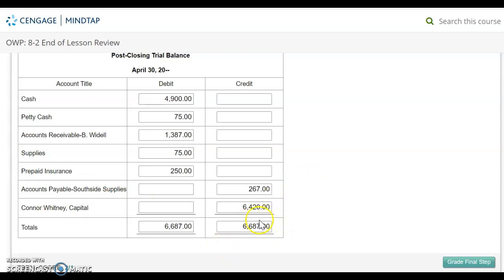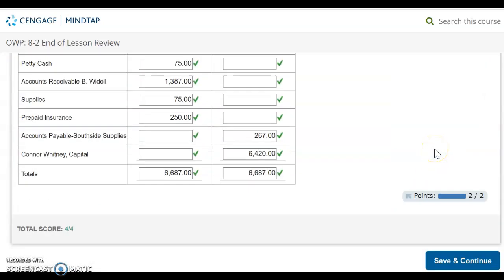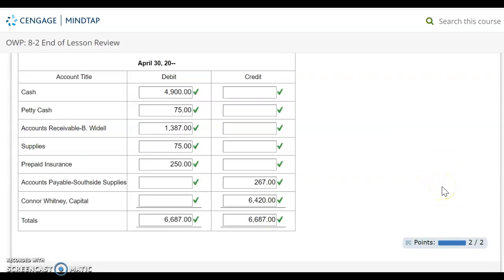So you can see that they've put the single line here to tell us we're totaling there, and then the double line when they are equal there. Remember, on paper, you will have to draw the single line and you will have to draw the double line. Once that's completed, grade final step, and you can go on to the on your own. Once you finish the on your own, you can go into your application problems of 8-1 and 8-2.